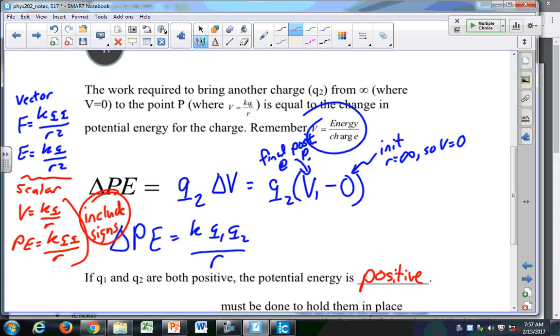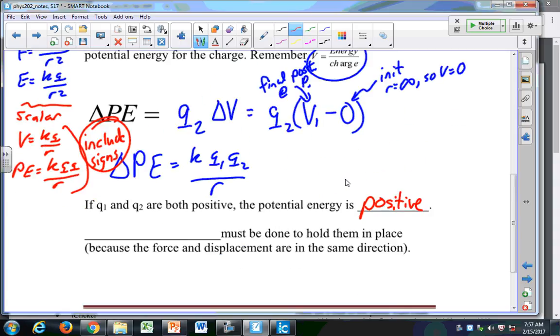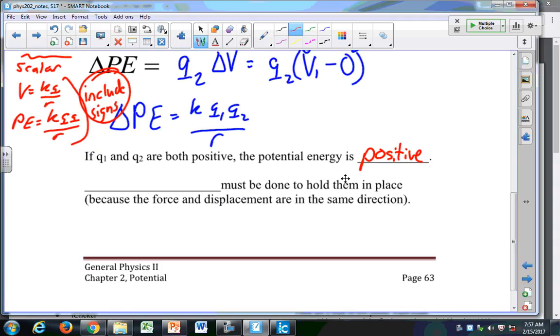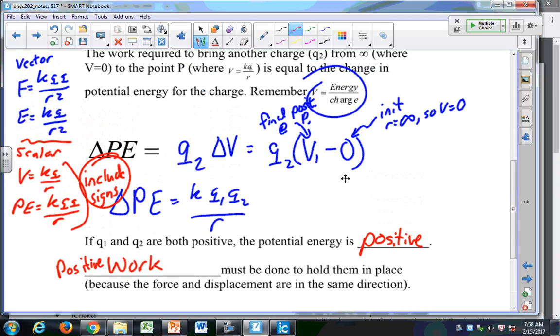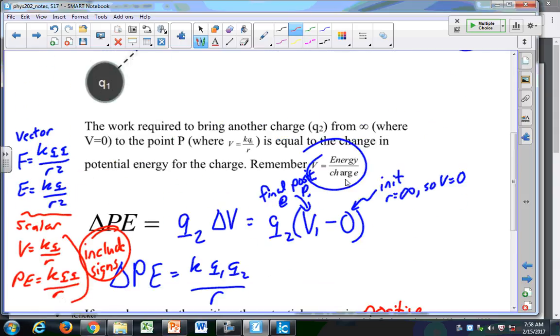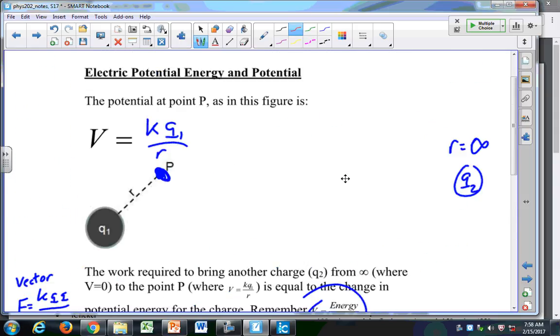That's what I meant here, that you include the signs. So if those values for Q1 and Q2 are positive, the potential energy is positive, and then work must be done to hold them in place. In fact, positive work has to be done to hold them in place. All right, there's a slightly different way to think of this, but you get the same result.